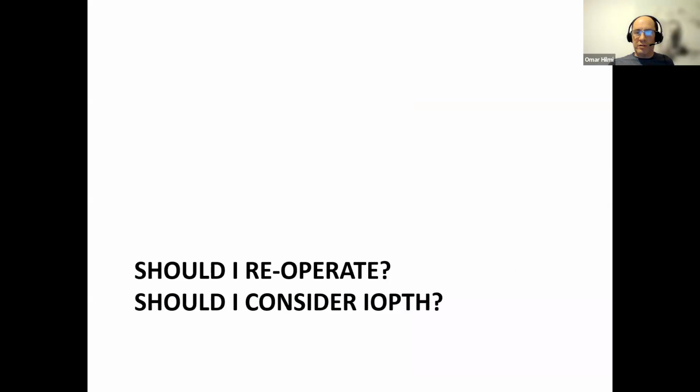So different question. Should I reoperate now? And should I consider IOPTH? And I suspect the answer to both of those is going to be yes. Tom? Yes, I mean, once you establish the indication for surgery, then the indications stay the same. The first operation was unsuccessful. Then obviously you think of a second approach with a little bit more backup. Saba? Yeah, the same. Yeah, IOPTH for this time for sure.